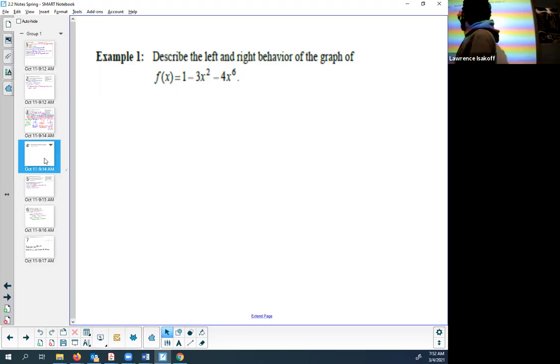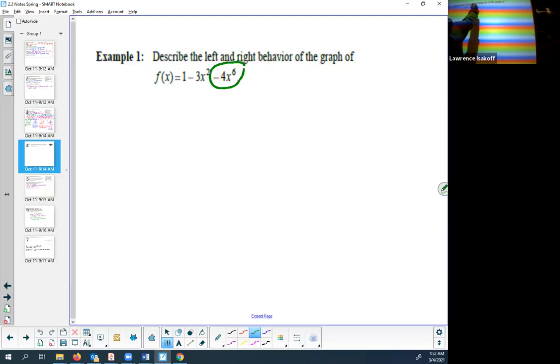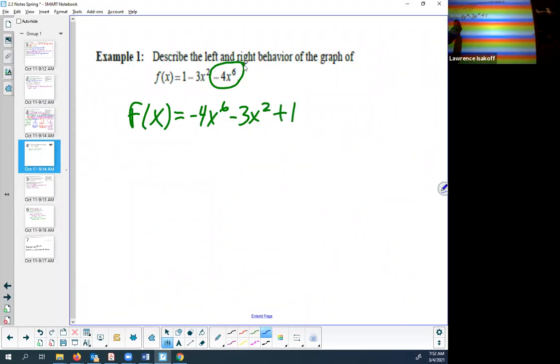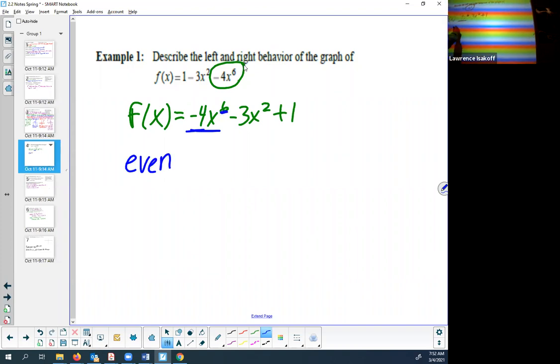So here with this, my highest power is this right here. So what I'm going to do is rewrite f of x is equal to negative 4x to the 6th minus 3x squared plus 1. So here with this, when I'm looking here, this is even because of the power and negative because of right here. Actually, I don't like underlining a negative. That looks confusing.